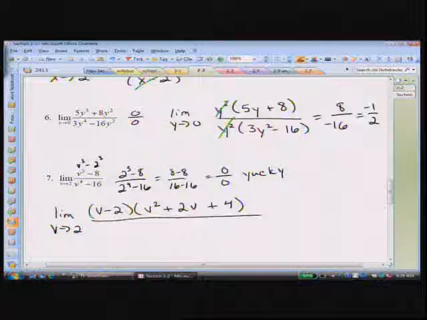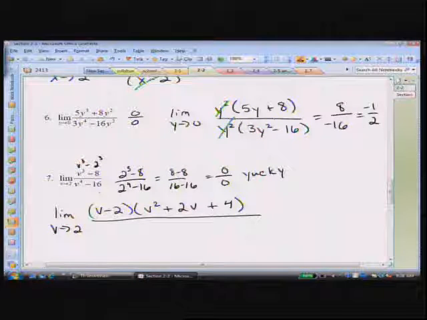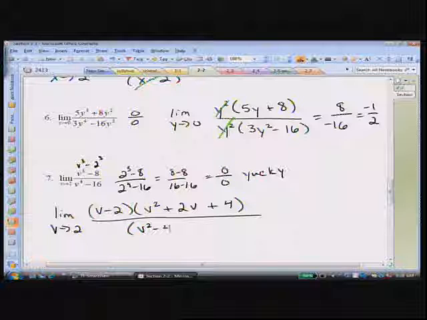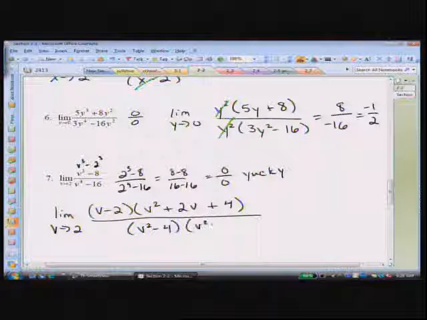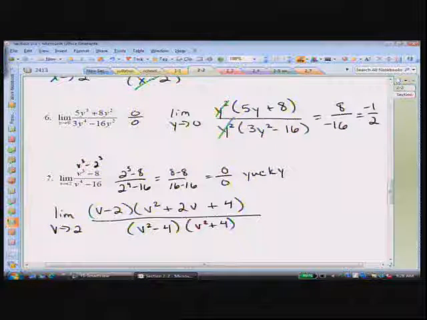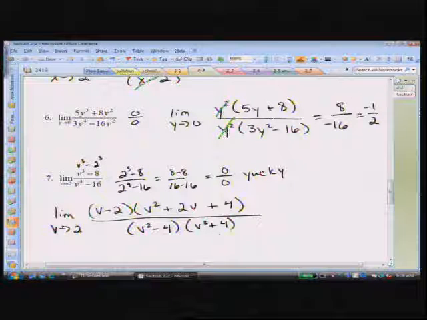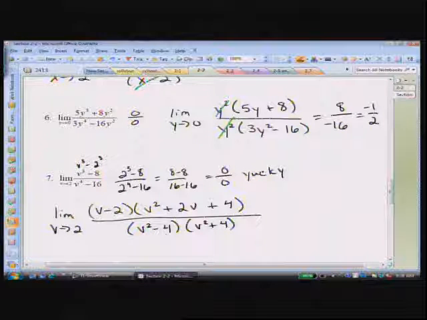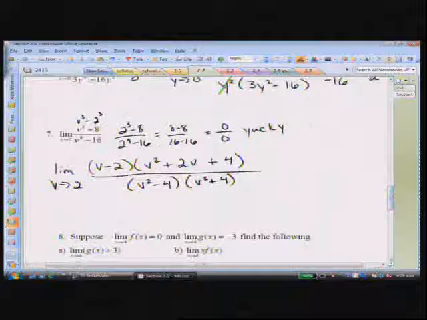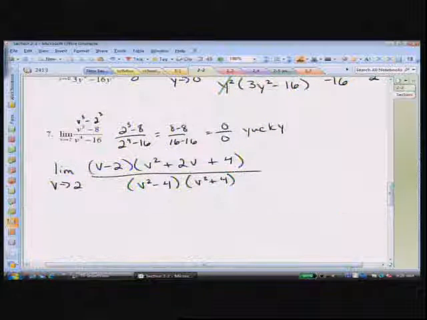All right, what about the denominator? What is the denominator? It's actually the difference of 2 squares. You could write that as v squared minus 4 times v squared plus 4. Do y'all agree? And then this v squared minus 4 is again the difference of 2 squares, right? You can think of this as v minus 2 times v plus 2.